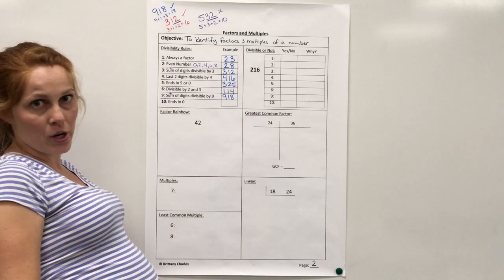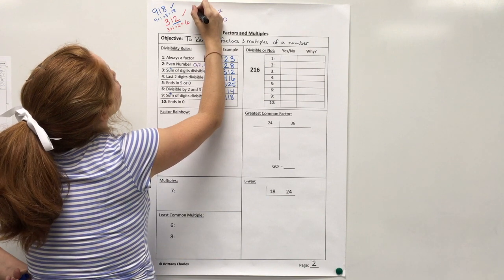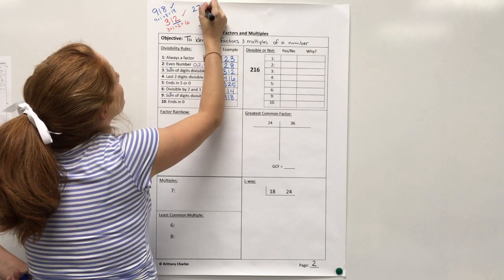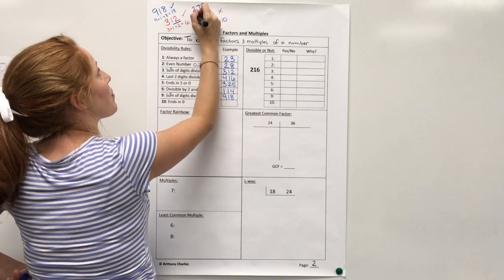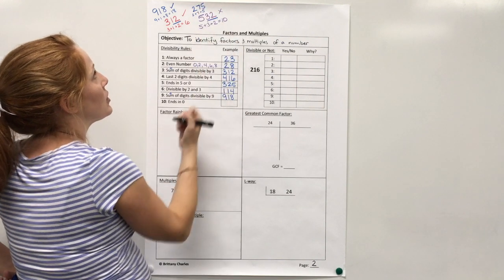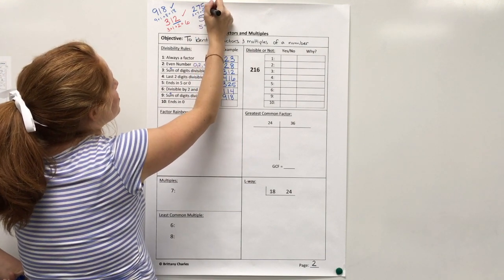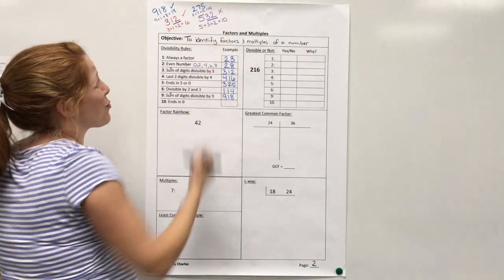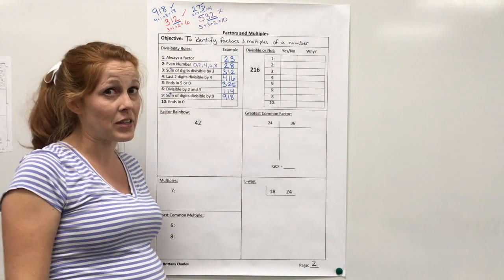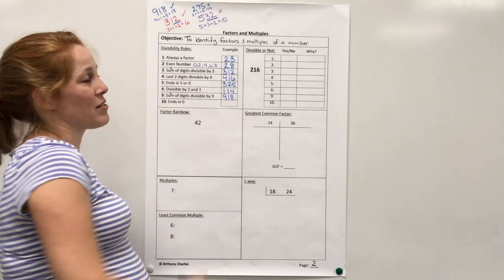Okay, so I could put 918 as an example. Again, let's try one more. How about 275? Well, I'm going to add the digits 2 plus 7 plus 5. Well, 2 plus 7 is 9, but plus 5 more, that's only 14. And 14 is not divisible by 9 evenly, so that one's not going to work. So that would not work for 9.